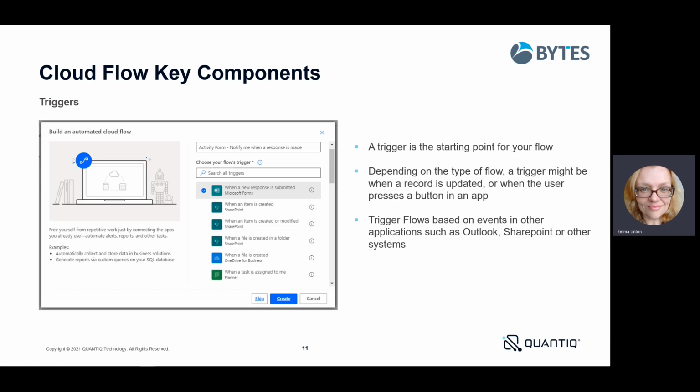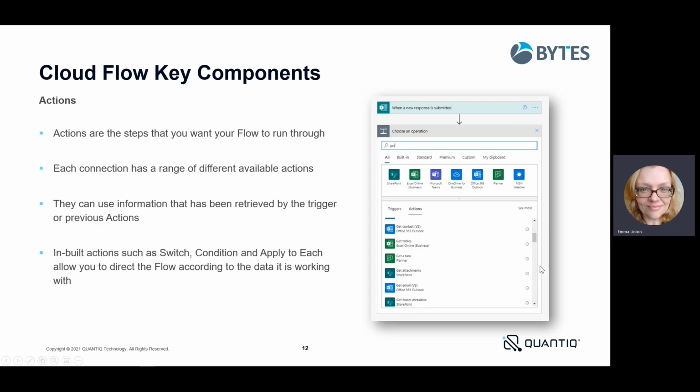You can see the examples there, you know, when a file's created in a folder in SharePoint, or when a planner task has been assigned to me or to a user. So we're triggering flows based on other things that are happening, or based on somebody clicking a button, or based on it being a particular time of the day for a scheduled flow. Once you've chosen the trigger, the Flow then expects you to add the steps that you want your flow to run through.